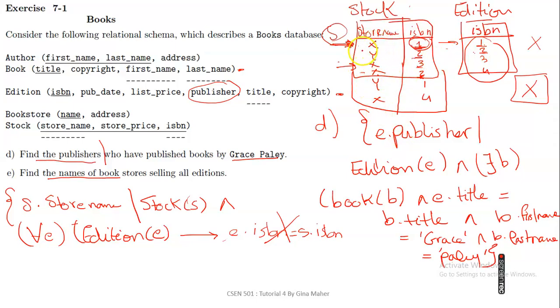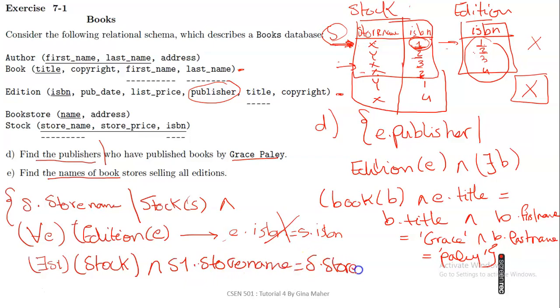So we are going simply to get the first row, check the store name. If it is X, we are going to make another variable of stock with the same name and check all the rows of this specific name, to check the ISBN of these rows against all the ISBN here. So in this case, we need to introduce a new variable of stock. So we are going to say, and there exists S1 stock and S1.store name equals S.store name.